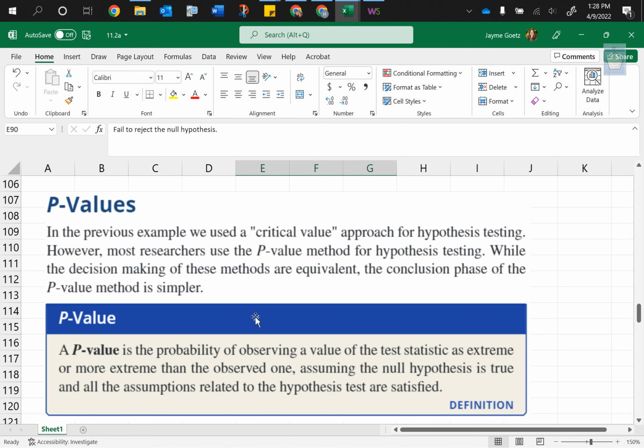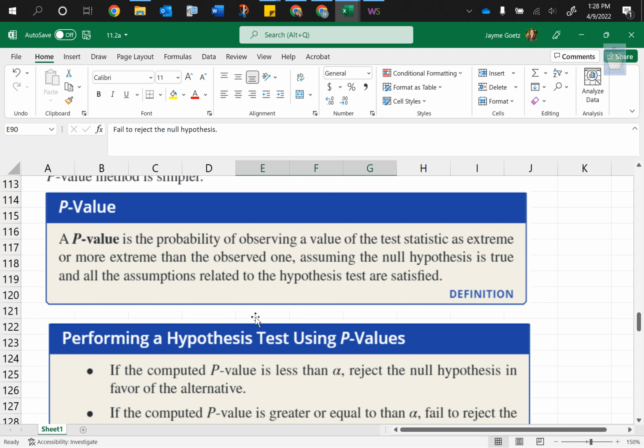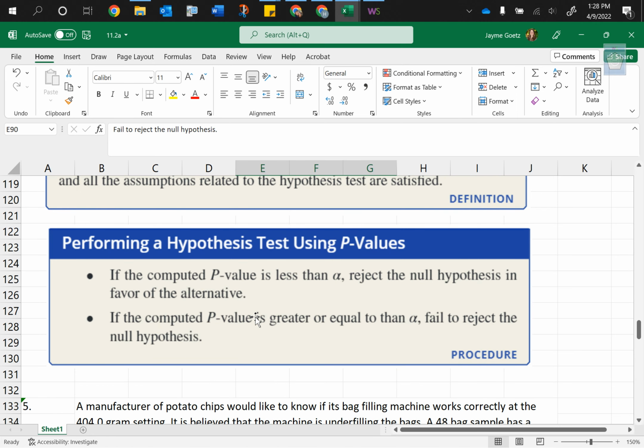So here's what a p-value is. A p-value is the probability of observing a value of the test statistic as extreme or more extreme than the observed one, assuming the null hypothesis is true and all the assumptions related to the hypothesis test are satisfied. Now, if you're going to perform a hypothesis test using p-values, here's what it means. If the computed p-value, so if that probability is less than your alpha, your significance value, you're going to reject the null hypothesis. Okay? If the p-value is greater than alpha, you're going to fail to reject the null hypothesis.